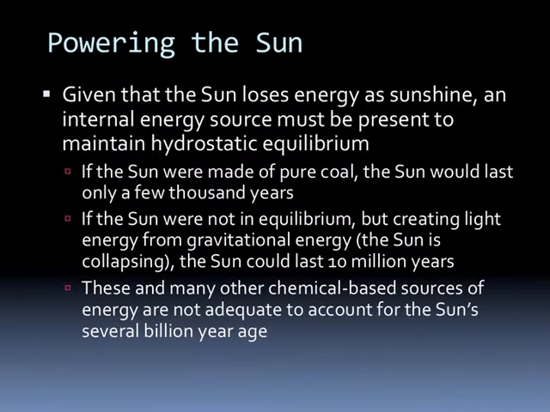Now, given that the sun loses energy as sunshine, an internal energy source must be present to maintain this hydrostatic equilibrium. If the sun, for example, were made of pure coal, the sun would only last a few thousand years. If the sun were not in equilibrium, but creating light energy from gravitational energy, for example, the sun continually collapsing, the gravitational energy would only let the sun shine for about 10 million years. These and many other chemically based sources of energy are not adequate to account for the sun's several billion year age.